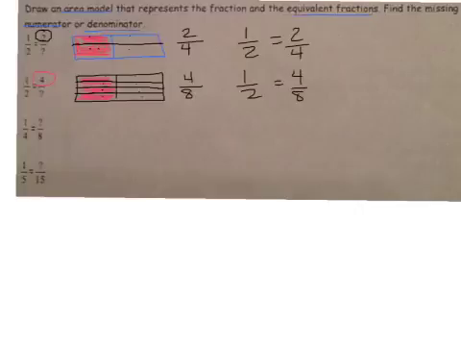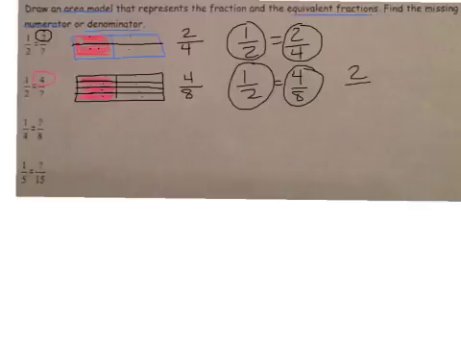Now if I look at this closely, I have 1/2 is equal to 2/4, and I have 1/2 again is equal to 4/8. So I should be able to say 2/4 is equal to 4/8 because that was equal to 1/2. Those are all equivalent fractions.